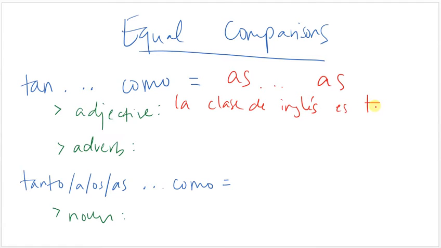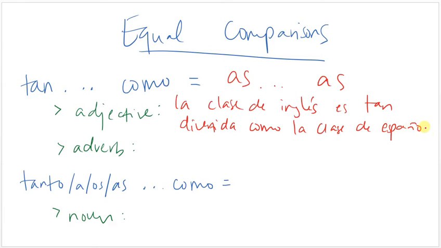So if I want to use an adjective, I could say, por ejemplo, la clase de inglés es tan divertida como la clase de español. We all know that that's not true, but we'll go ahead and accept it for now. So, English class is as fun as Spanish class. And remember, divertida has to be feminine because la clase is feminine, and this is an adjective, and adjectives always have to match your nouns. So, la clase de inglés es tan divertida como la clase de español. English class is as fun as Spanish class.